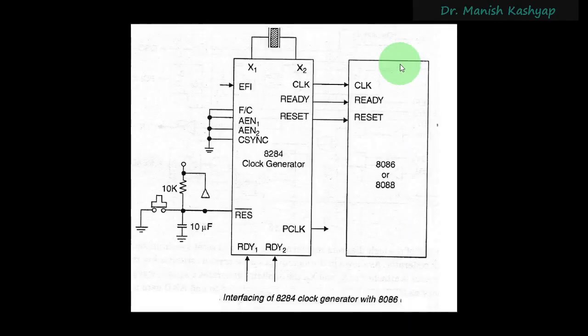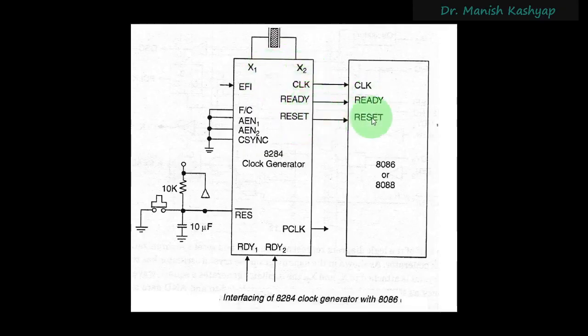Now let us come back to the assembling of our system. This is our 8086 microprocessor. We have put our clock, and you can see that C-sync, AEN1, AEN2 and F/C are already grounded because we are essentially having this crystal oscillator and we want to use it. This EFI signal has no meaning here because ultimately the F/C signal is grounded. So the clock is of use, the ready signal is of use, and now we know that the ready signal is not at the same frequency as the crystal oscillator. It is at divide by 4.